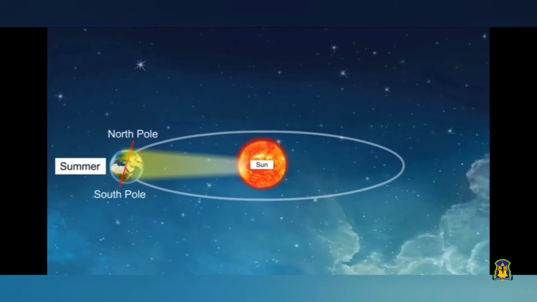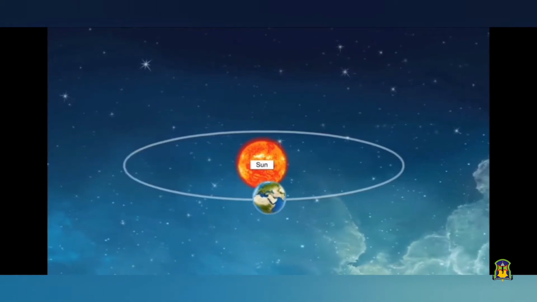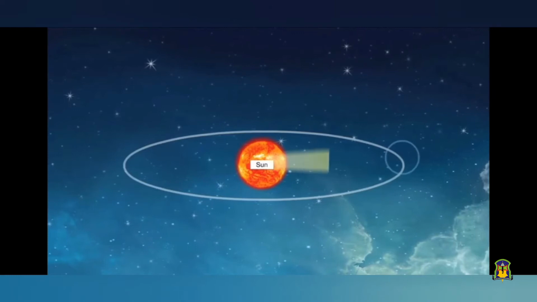As the earth revolves, the north pole goes away from the sun. At that time, the northern hemisphere gets fewer sun rays and experiences winter, such as in the month of December. This situation gets reversed about 6 months later.